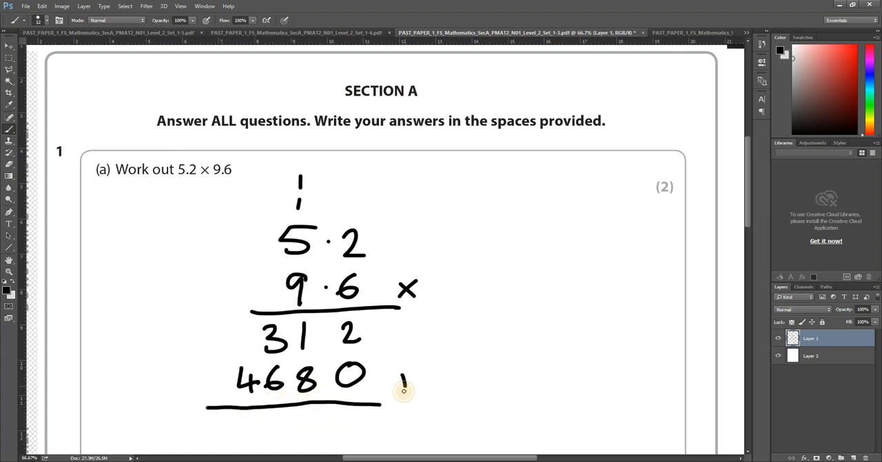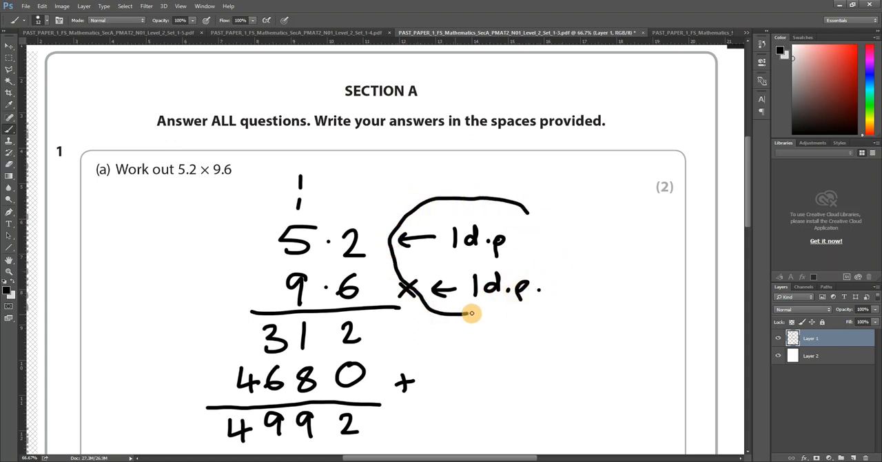And you add these two rows together. So 2 add 0 is 2, 1 add 8 is 9, 3 add 6 is 9, and you just have a 4 there. Okay, and now we put the decimal point back in. You check how many decimal places this had, and it had 1 decimal place. And this number had 1 decimal place as well. So altogether, you've got 2 decimal places, so your decimal point goes there.